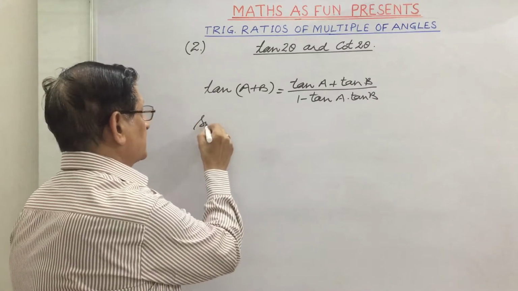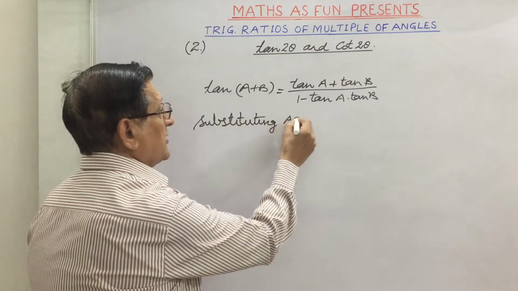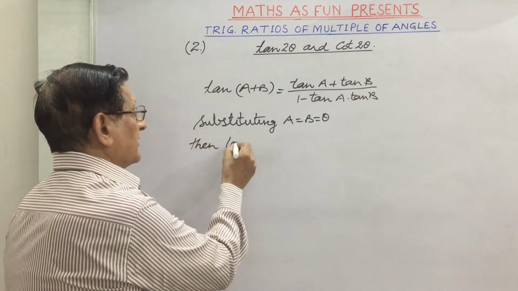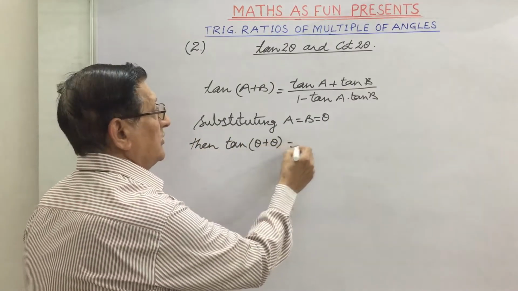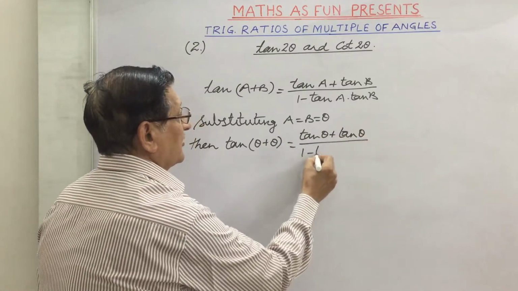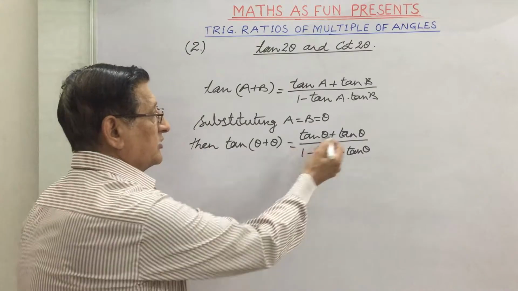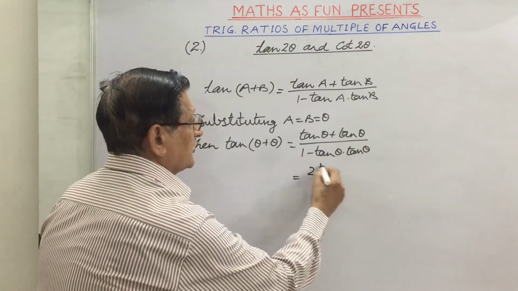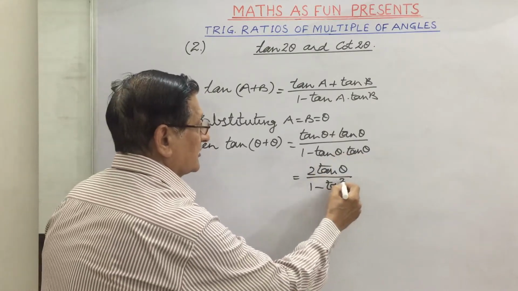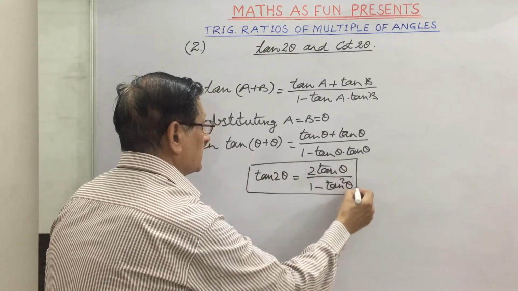And in this formula, if we substitute A equal to B equal to theta, then we will have tan theta plus theta is equal to tan theta plus tan theta upon 1 minus tan theta into tan theta. Tan theta plus tan theta is 2 tan theta upon 1 minus tan theta into tan theta, tan square theta. So this becomes the formula of tan 2 theta, that is 2 tan theta upon 1 minus tan square theta.